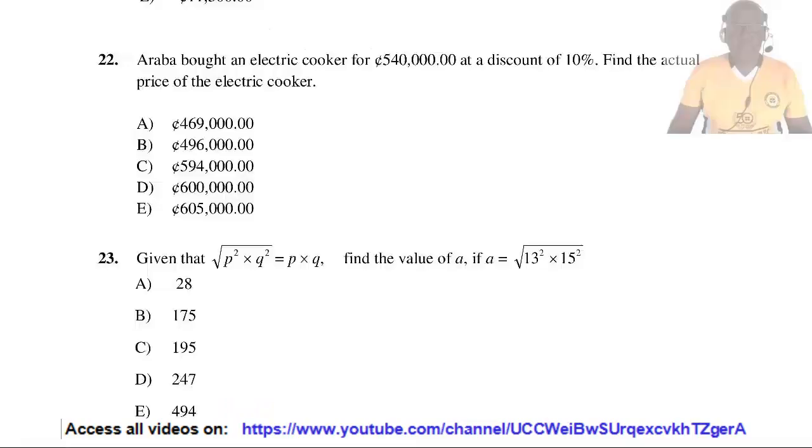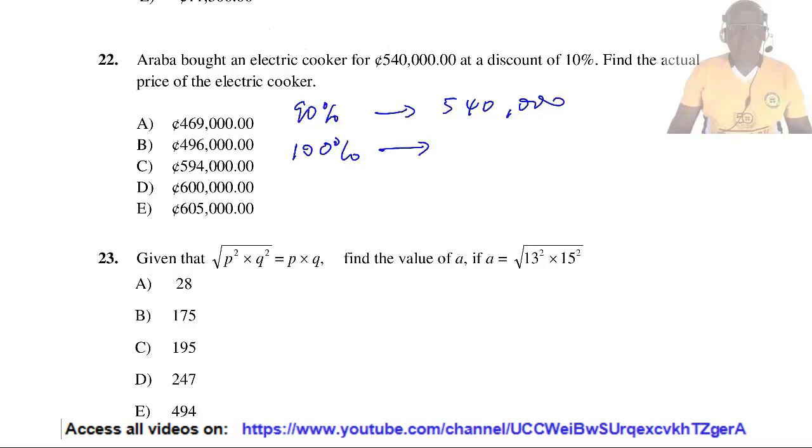Question 22. Araba bought an electric cooker at 540,000 at a discount of 10%. Find the actual price of the electric cooker. Araba bought the electric cooker at 10% discount, meaning the electric cooker is 90% its actual cost. So 90% will correspond with 540,000. Therefore, the actual price, 100%, will give us more.